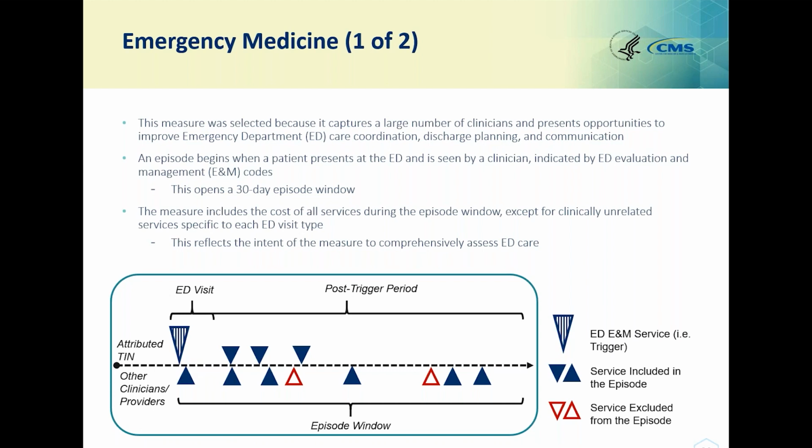One difference from other episode-based measures is that this measure includes the cost of all parts A and B services during the episode window, except for clinically unrelated services specific to each ED visit type. This is to reflect the scope of the measure, which is to assess all ED care, which spans many reasons why patients attend an ED. That is, it's a broad role that encompasses many clinical reasons, which is more accurately reflected by including all services with a set of exclusions for a short episode window. Next slide, please.